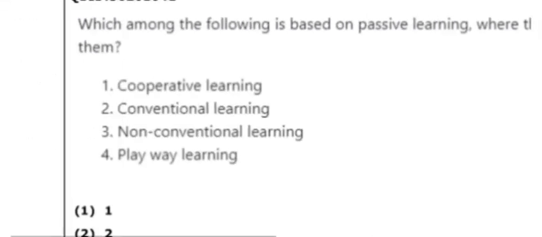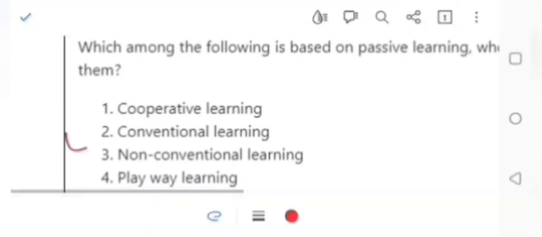Next, 41, it says, which among the following is based on passive learning, where the child listens to teachers and follows directions from them? Cooperative learning, conventional learning, non-conventional learning, play way learning. 41, it will be conventional learning.